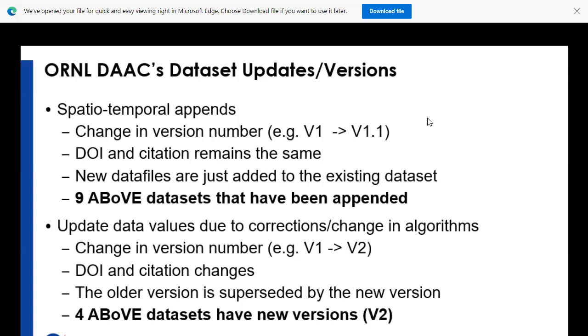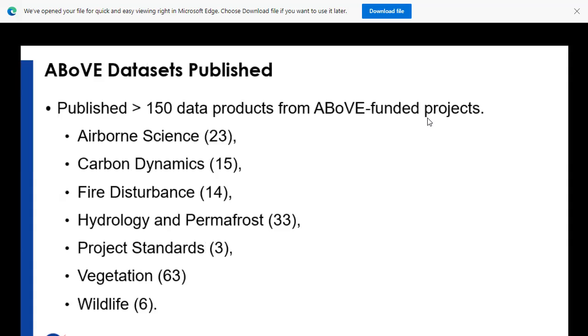However, if there are corrections to the existing published data files, or any algorithmic changes, then we provide you with a new DOI. The old DOI is superseded by the new one, and the version number changes from 1 to 2. As you can see, we have 9 ABoVE data sets that have been appended with new data files, and there have been 4 for which we have new versions. I'll run through this quickly; it's also on my poster.